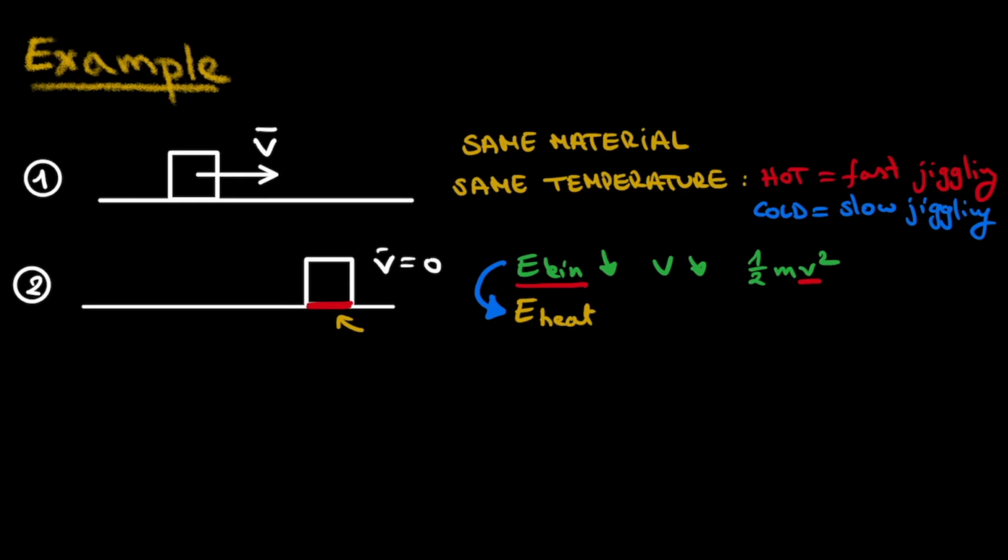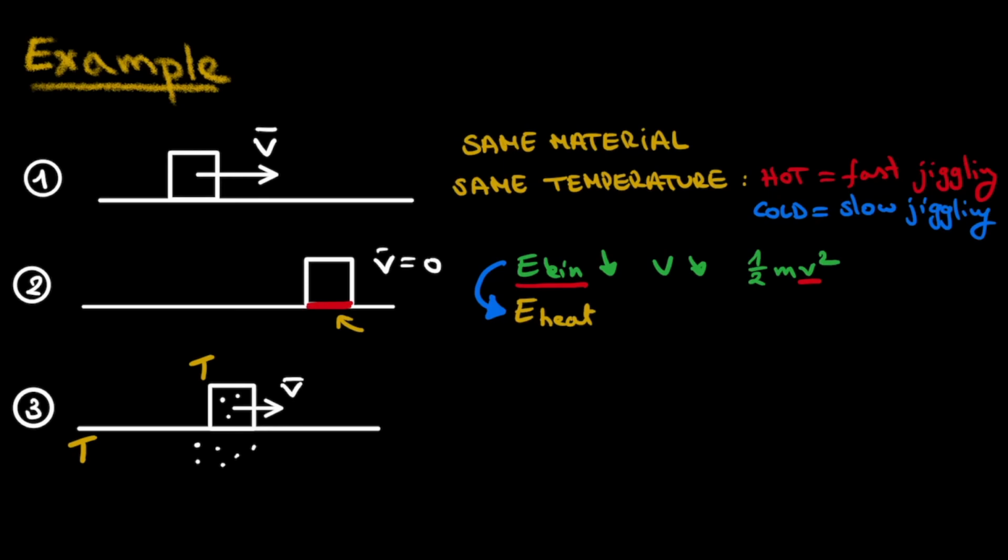So let's try to make sense of this situation by only considering the motion of the particles. And to do this, we will of course look at the velocity of both the particles inside of the object and the velocity of the particles of the ground or the surface along which it is sliding. We know that since the temperature of the object and the temperature of the ground are equal, the random motion or jiggling of the atoms inside of the object and the ground are equal to each other.